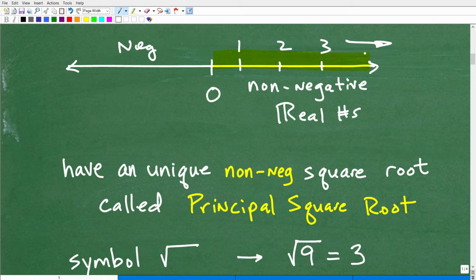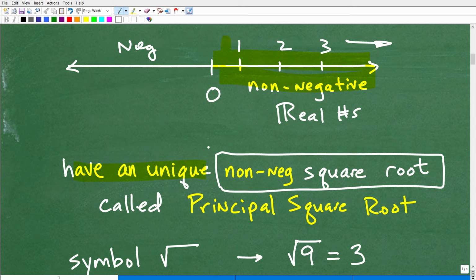Well, all these numbers have a unique, okay? Now this is where I need you to pay attention. All these numbers have a unique non-negative square root, okay? So again, I'm going to repeat myself. All non-negative real numbers have a unique non-negative square root, and this is called the principal square root.